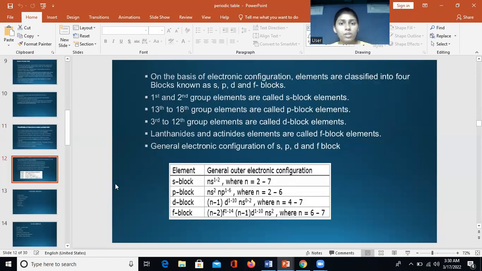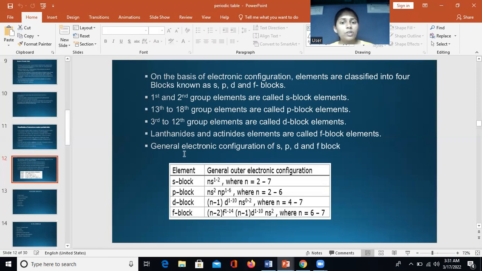On the basis of electronic configuration, elements are classified into 4 blocks known as S block elements, P block elements, D block elements, and F block elements. The first and second group elements are known as S block elements, whereas 13 to 18th group elements are known as P block elements, whereas 3 to 12th group elements are called D block elements. And the lanthanides and actinides elements are called as F block elements in the periodic table.